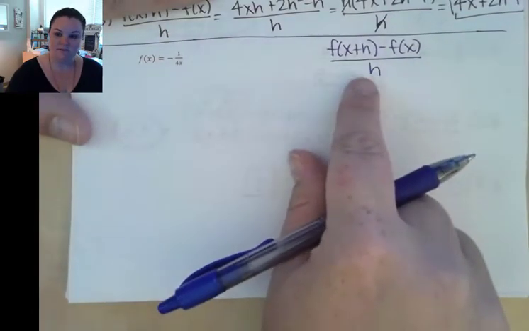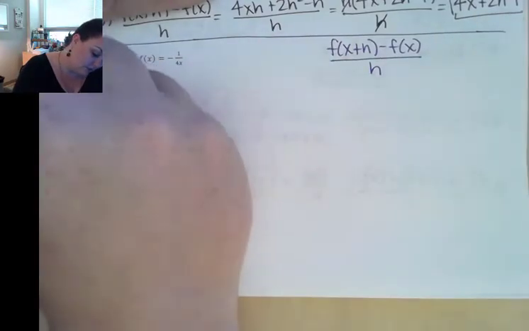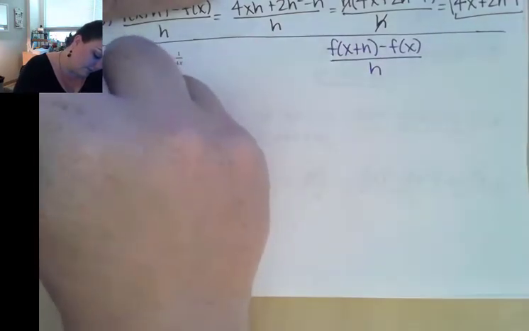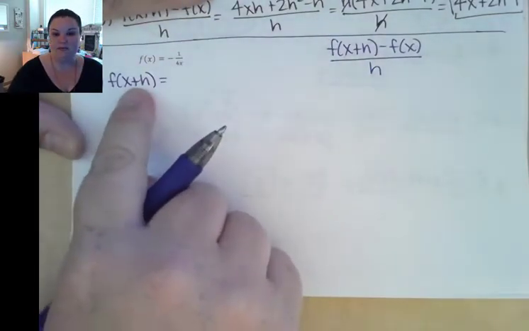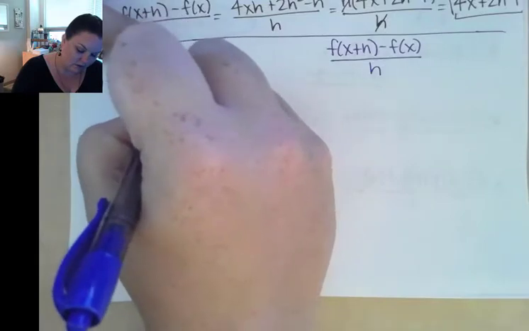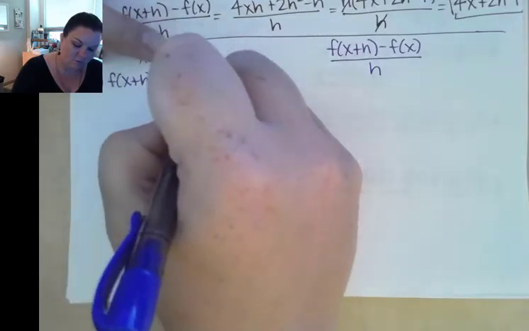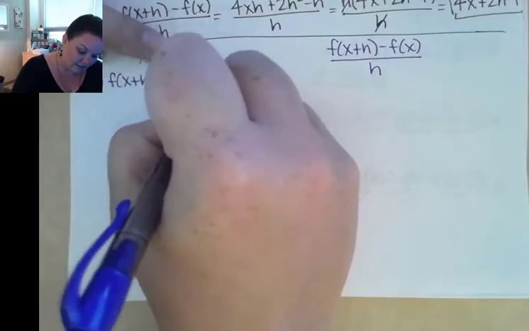Okay, so we're still simplifying this guy. Step 1 is to do f of x plus h. So this is what I'm putting into the function. My function says to do -1 over 4 times whatever I put in. So here I have 4 times x plus h.